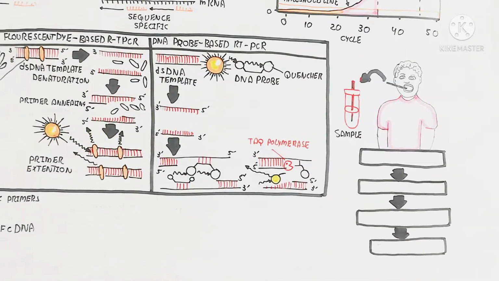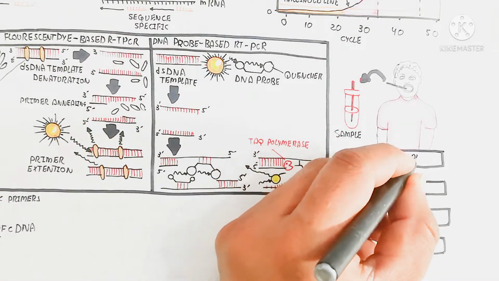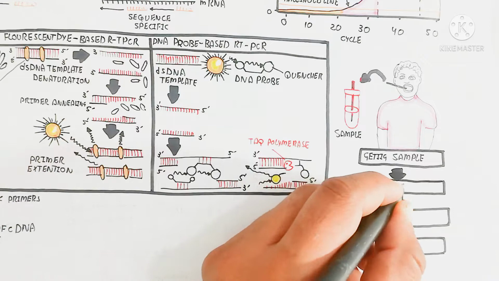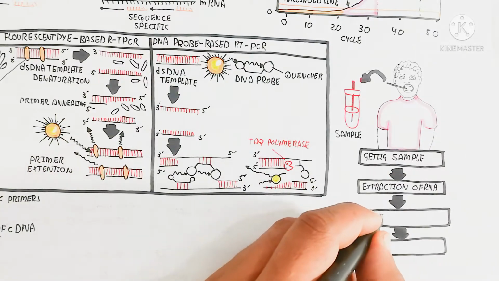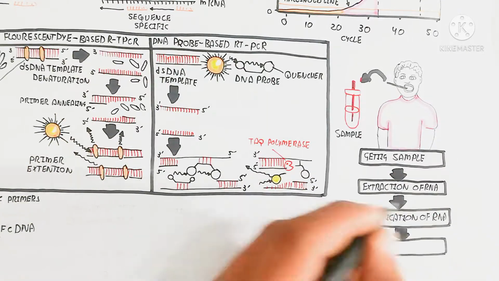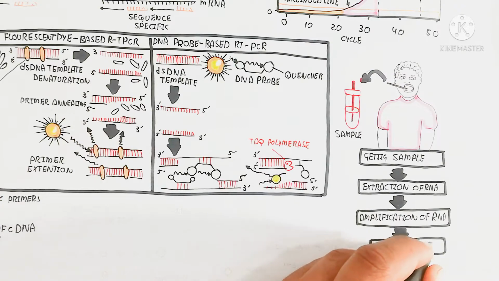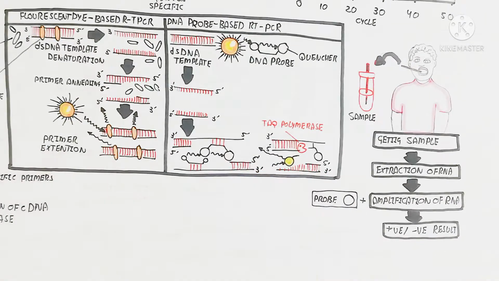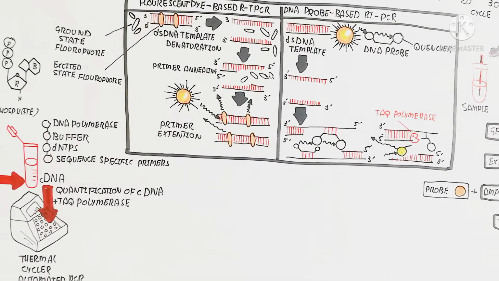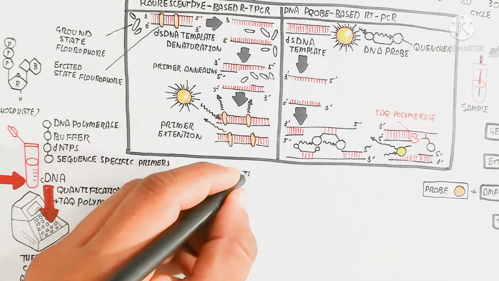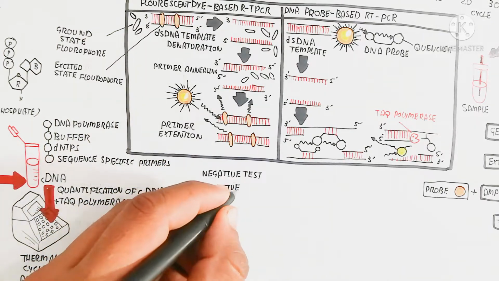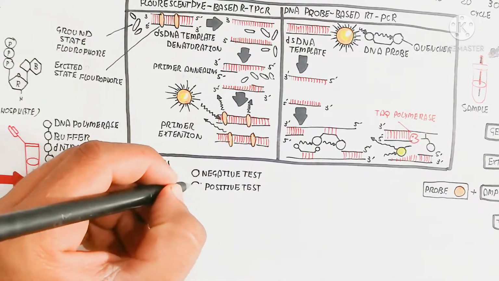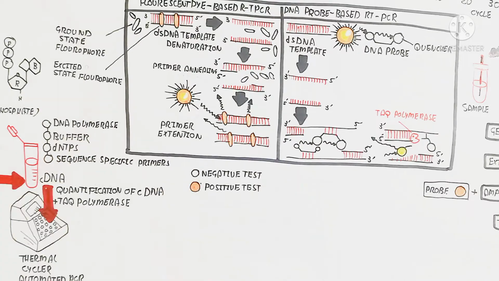After this, we are taking the sample and checking for coronavirus disease. Here is getting the sample and extraction of RNA. After the extraction of RNA, there is amplification of RNA and positive or negative detection through the result. And here we can introduce the probe, which is orange in color. So here you can see the negative test is white, while the positive test will show orange color.